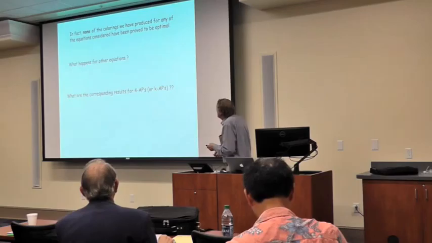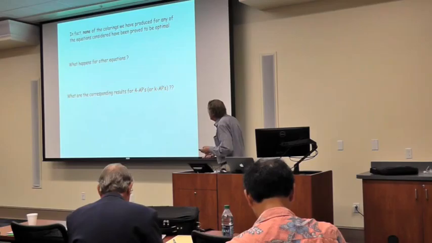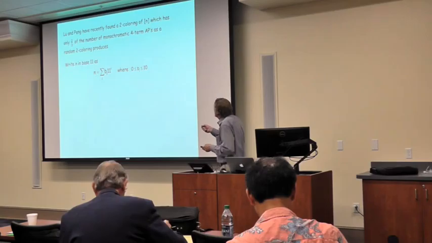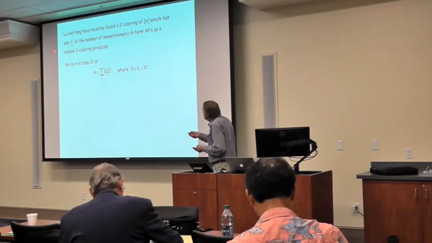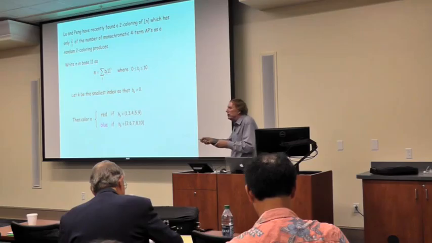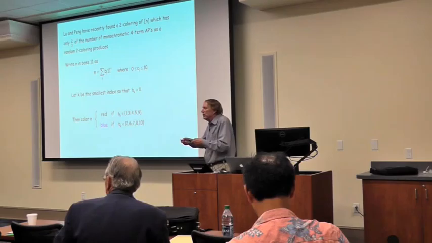What about other equations? What if you try this for four-term APs? Four-term equations. Well, we tried it, you got kind of a mess. And then it turns out that actually Lu and Peng found a true coloring which only has two-thirds of the number of monochromatic four-term APs that a random one has. And this coloring is this. Write n in base 11, and now look at the smallest index that's non-zero, and color it red if that smallest digit that's non-zero is a quadratic residue, and blue if it's not. And that coloring is a coloring that this heuristic argument couldn't find. It just couldn't find that. So are there other things lurking that it couldn't find?